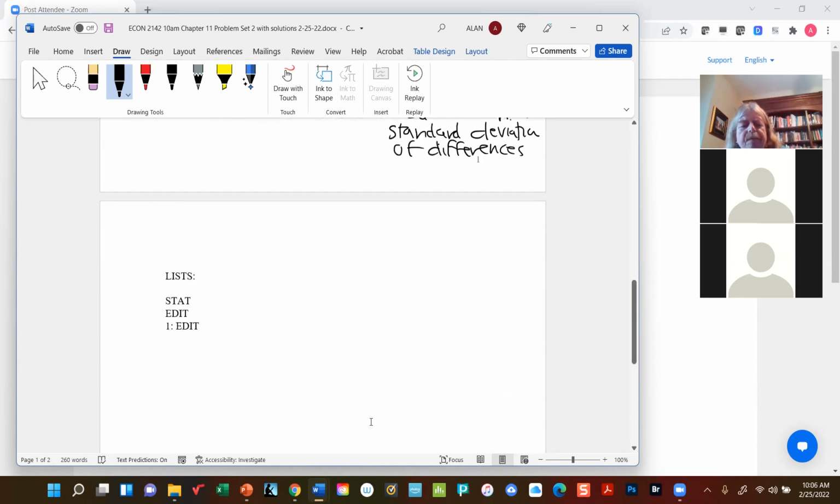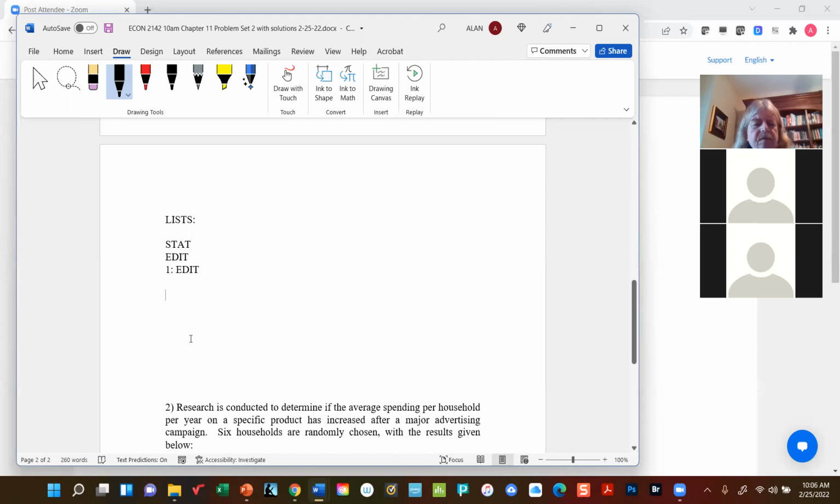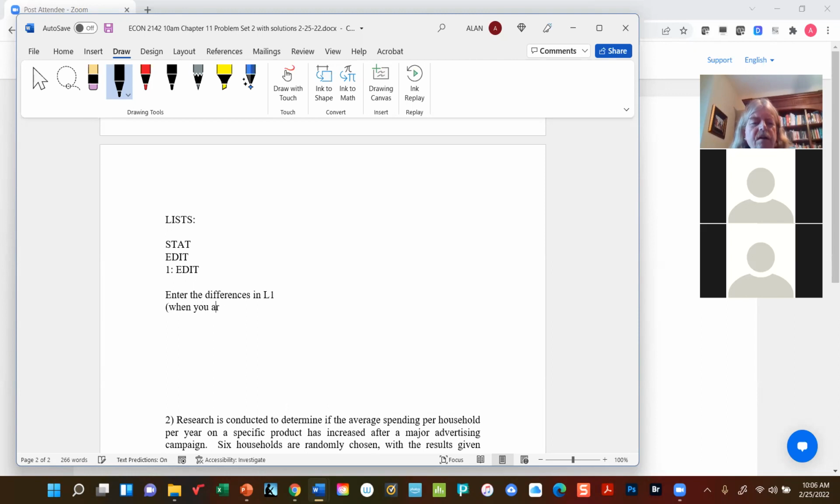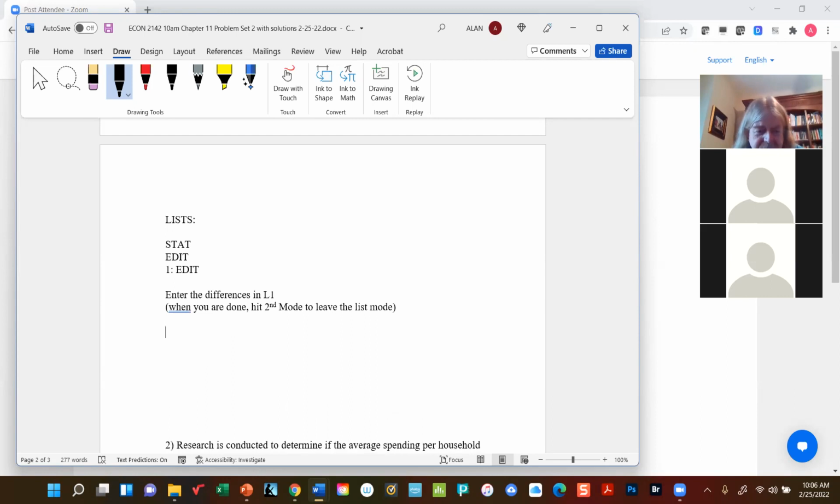Okay, so what we're going to do is enter the differences in L1. And when you are done, hit second mode to leave the list mode. Don't forget about that. And also, before you get started, I strongly recommend that you erase all the old data. I'll make a note of that here too.